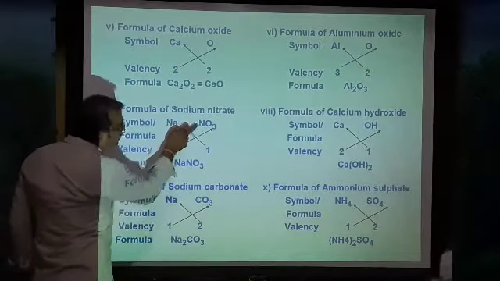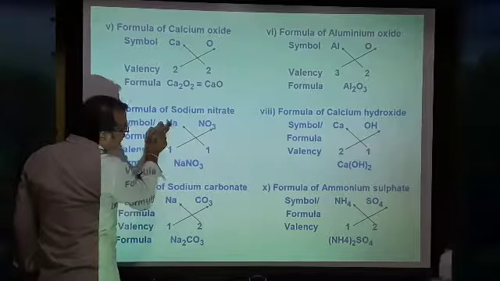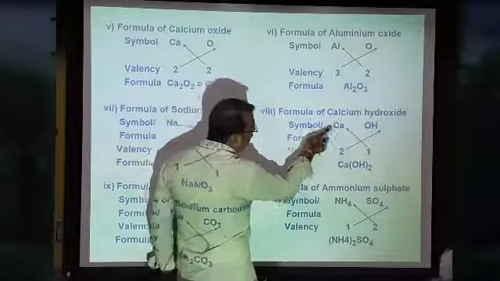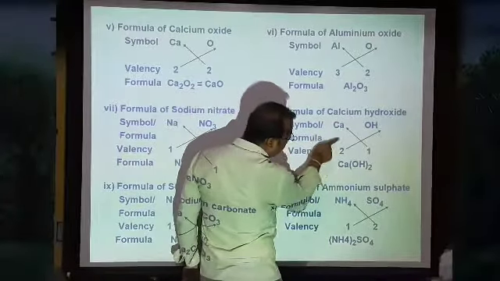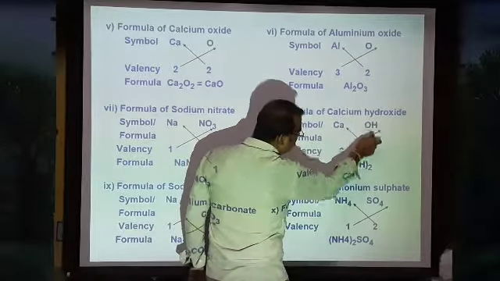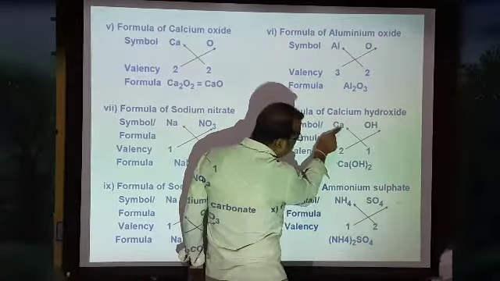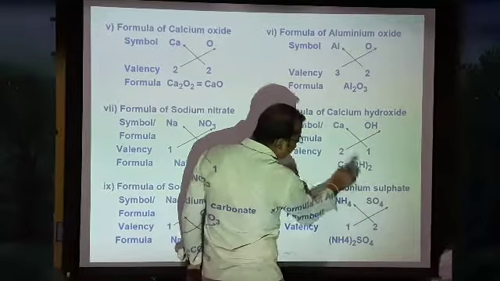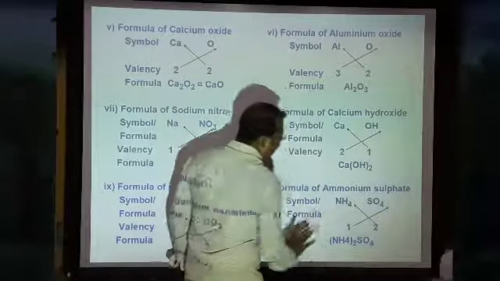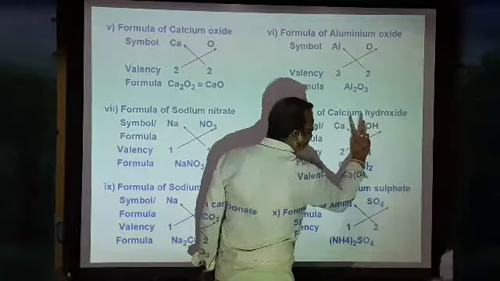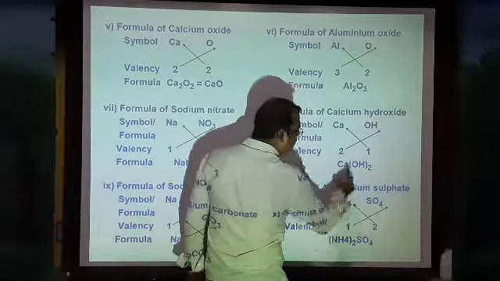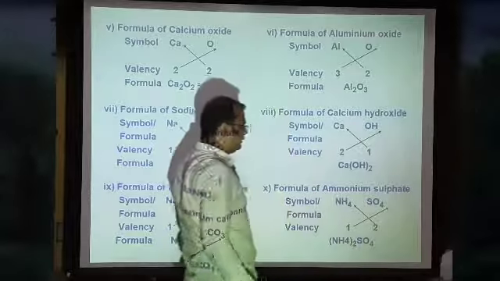Same here, sodium nitrate. Sodium valency is 1. Nitrate valency is 1. NaNO3, like this. Same here, calcium hydroxide. Calcium valency is 2. The hydroxyl group valency is 1. So Ca(OH)2. Because of the two, we need to write a bracket, because this is polyatomic. There are two atoms there, oxygen and hydrogen. These are polyatomic, so we should write a bracket.